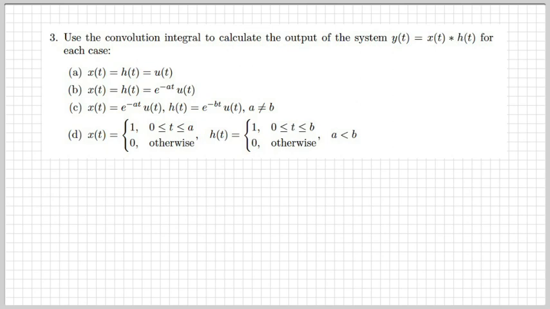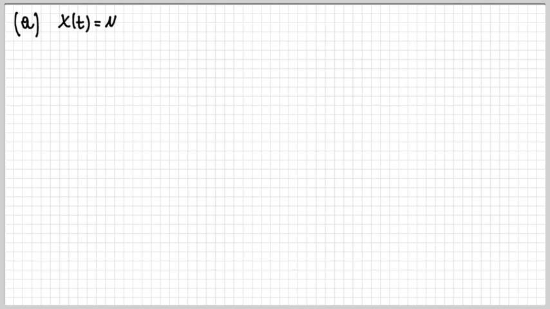Let's move on to the third exercise now. So here what we need to do is to use the convolution integral to calculate the output of a certain system. Okay, so in this case, x of t is the input of my system, h of t is the impulse response of the system, and as you may recall, the output y of t will be given by the convolution between these two. So we have 4 different cases. Let's get started. So in the first part of the exercise, both the input and the impulse response are simply step functions, u of t.